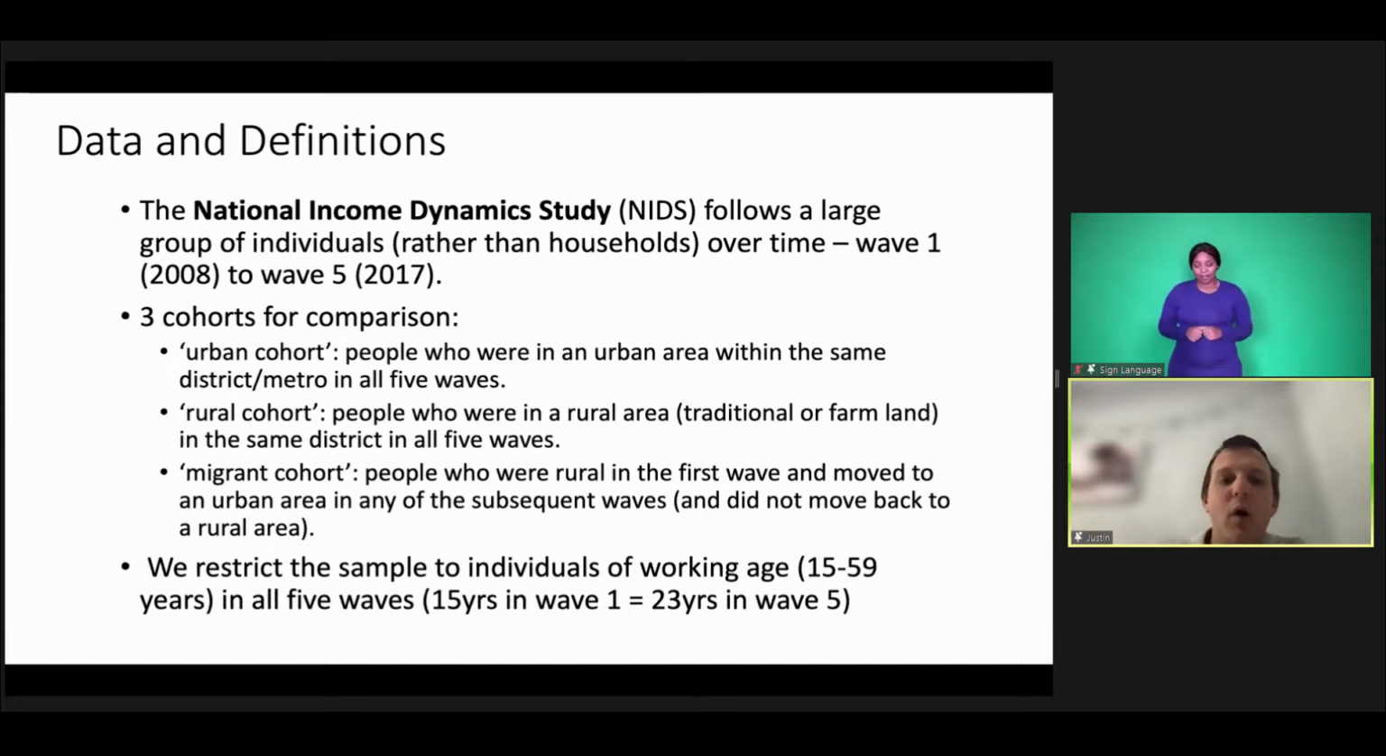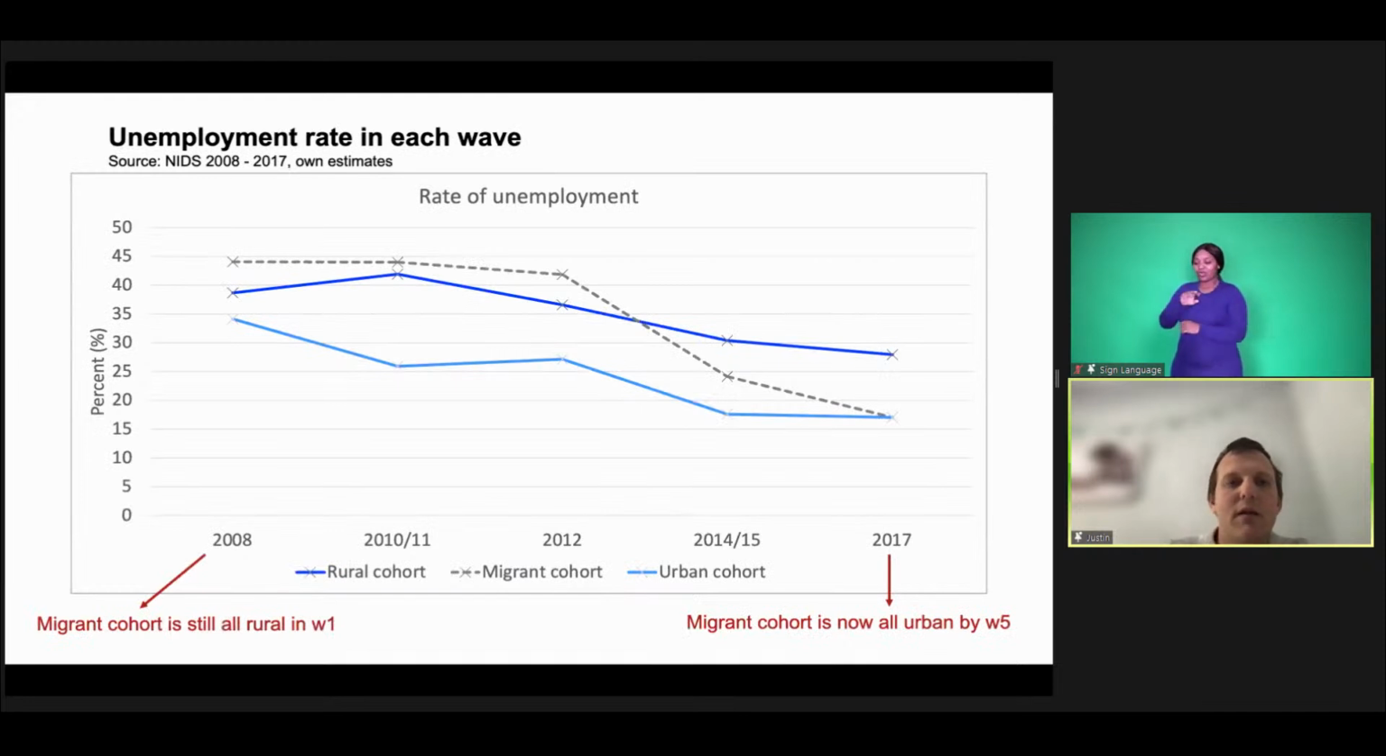So for our migrant cohort, these are people who were originally rural and end up becoming urban. We restrict the sample to the working age, but note that by wave 5, people who were 15 years old in wave 1 are now 23. So even though 15 years is quite young, over the duration of the panel, people are older. So let's look at some of the results, and the results really are quite striking and staggering when you look at them.